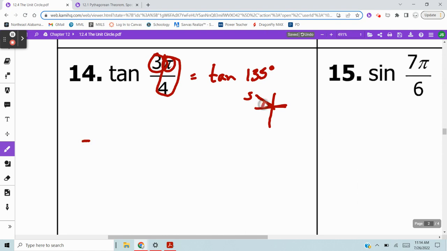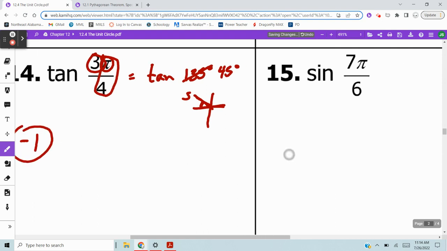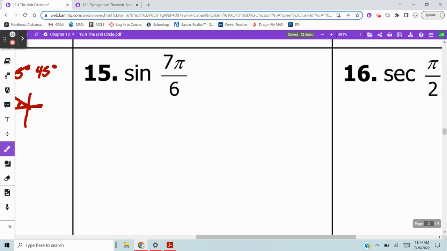Find out how far we are from 180. We mark it out. Subtract the 2 gives me a 45-degree angle. The tangent of 45 is 1. So therefore the tan of 135 would be negative 1. Number 15. 180 divided by 6 is 30, times 7 is 210. So on this one, we're looking for the sine of 210 degrees.